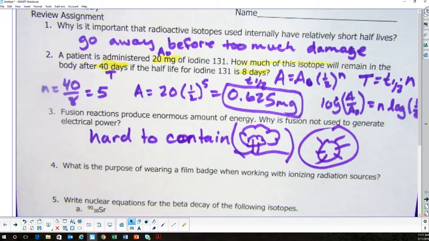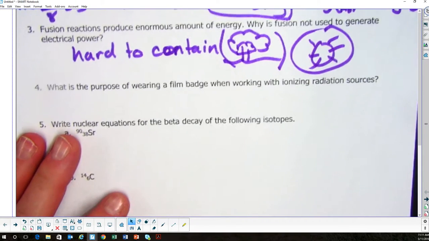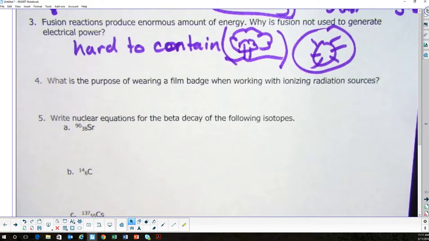So what is the purpose of wearing a film badge? If I'm a medical person and I have to wear a film badge, why do I have to wear a film badge? So the radiation doesn't penetrate your skin. Okay. I was thinking of the things that people have when they work at nuclear power plants, that tell them when they go home that they have too much radiation. There you go. That's what it's for. The film badge does not protect me. It just shows how much radiation I've been exposed to.